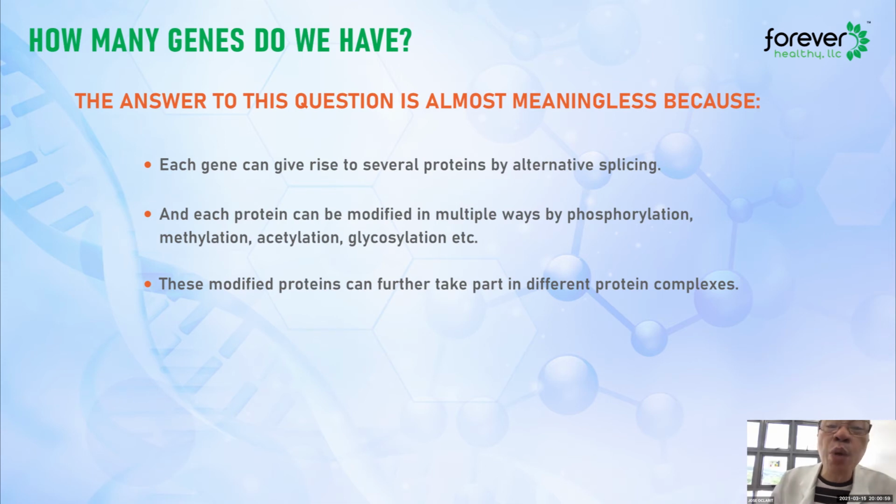So the answer of how many genes do we have is almost meaningless because each gene that resides in the chromosome can give rise to several proteins by what you call alternative splicing. And alternative splicing is a function of epigenetic proteins. Each protein can be modified in multiple ways, one is phosphorylation. Phosphorylation is almost equated with activation. So when one protein or when one molecule is phosphorylated, it is activated.